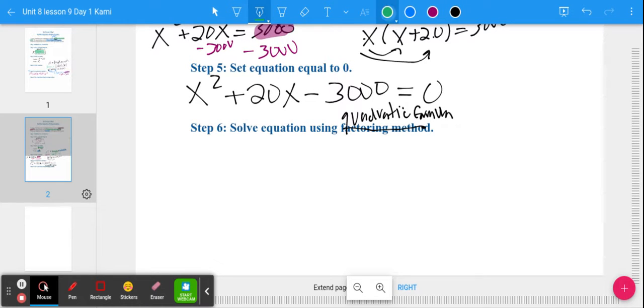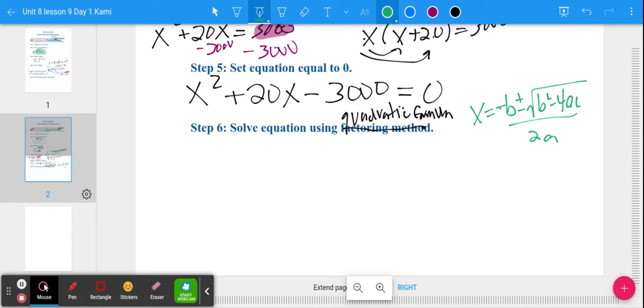Just as a reminder, I'm going to write the quadratic formula for you. x is equal to negative b plus or minus the square root of b squared minus 4ac all over 2a.